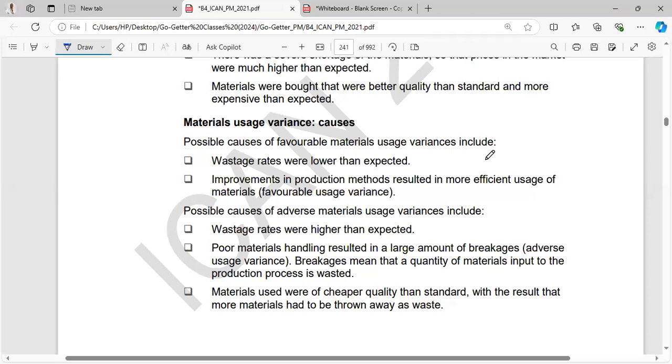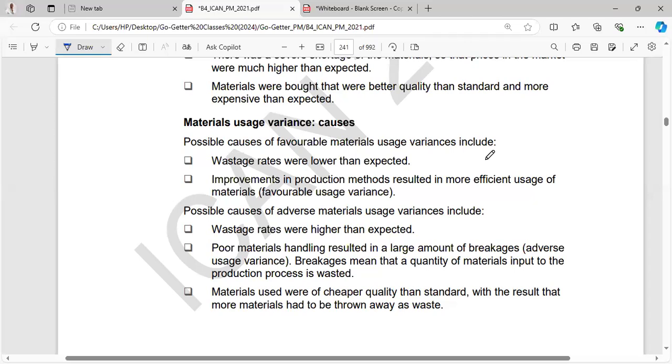So you see here, you need to investigate each variance. What could be the possible causes of favorable variance, of adverse variance, both price and usage? You must be able to explain that.